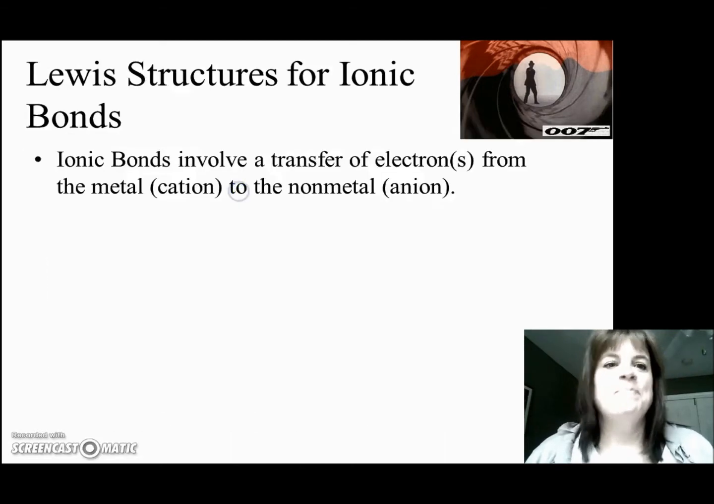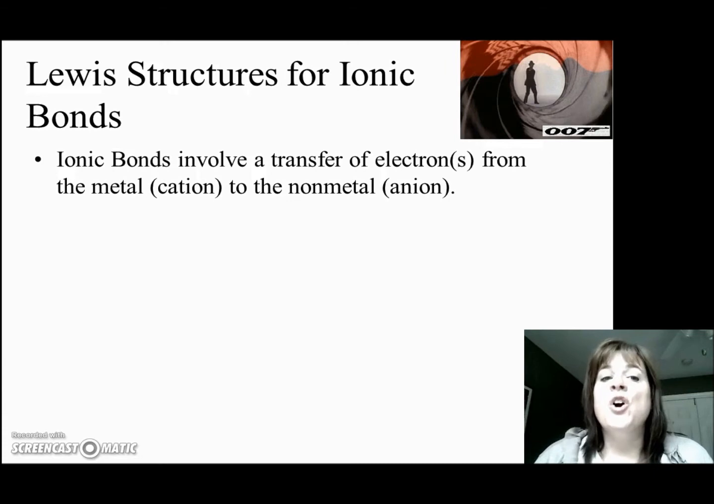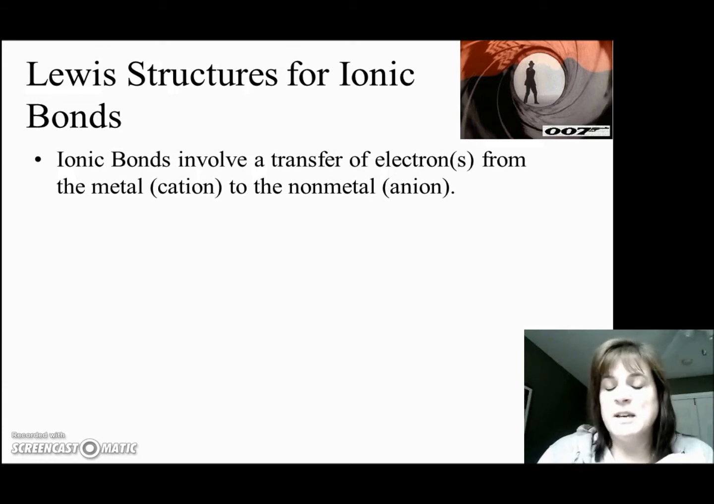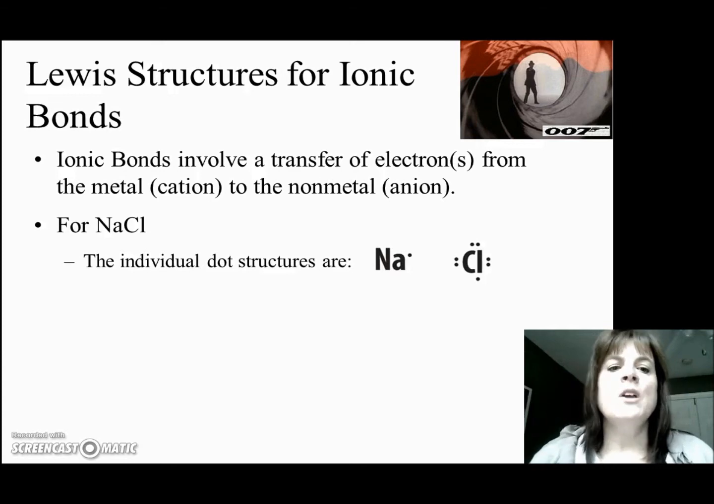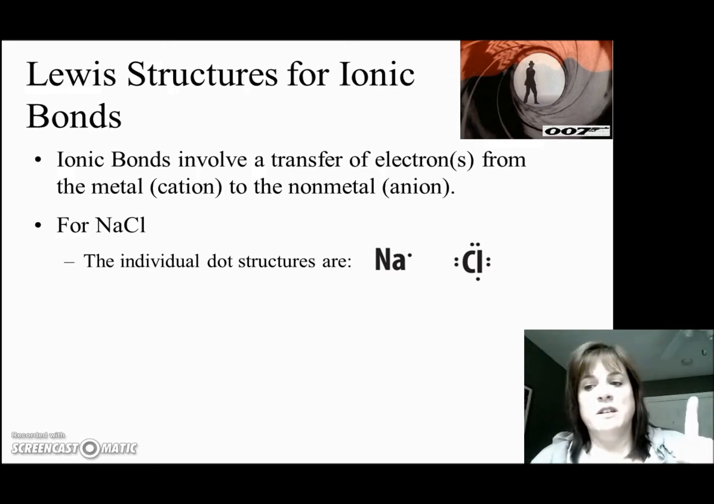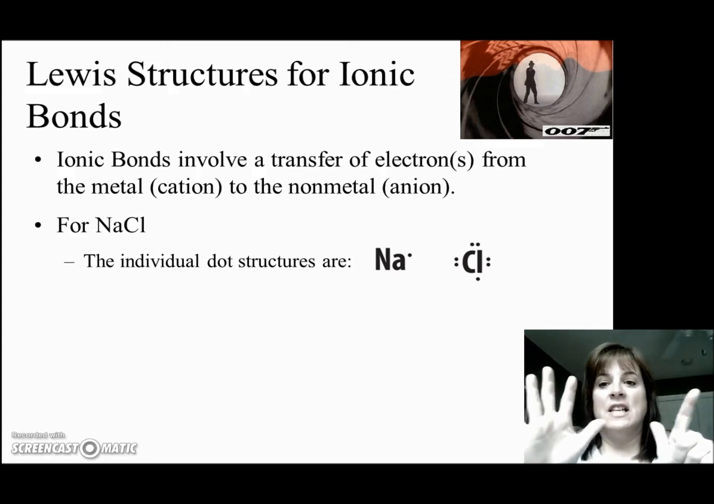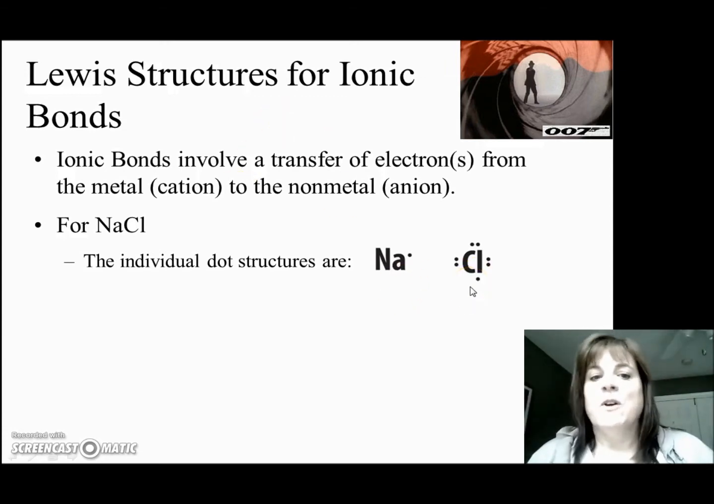Whoa, makes sense, huh? All right, so our Lewis structure, our dot diagram, is going to show this ionic bond by showing that the electron has been transferred from the metal, the one on the left side of the periodic table, to the nonmetal, the one on the right side of the periodic table. So, for example, if we took a look at our original dot structures for sodium and chlorine, sodium would have 1 valence electron, and chlorine would have 7 valence electrons. Their dot structures would look like this, and we would have drawn those a couple units ago.